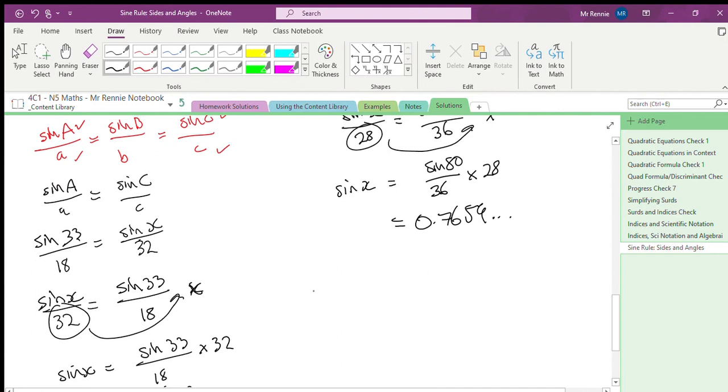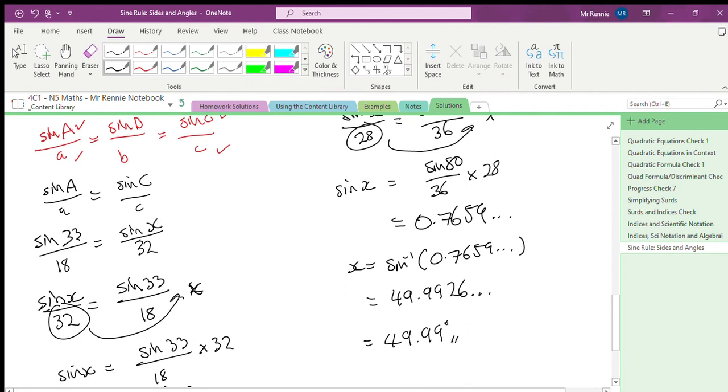What I'm going to do is use that number I've got to find what X is. So X is going to be the sine inverse of 0.7659, which gives me 49.9926 continued. And if I round that to 2 decimal places, I get 49.99 degrees. Which is obviously very, very close to 50 degrees, but the more exact answer was just slightly under. Okay, so there's how we work out missing angle questions as well.